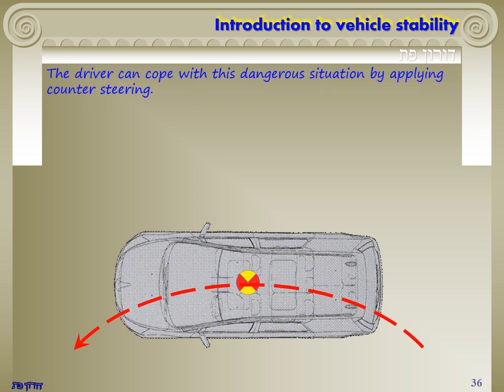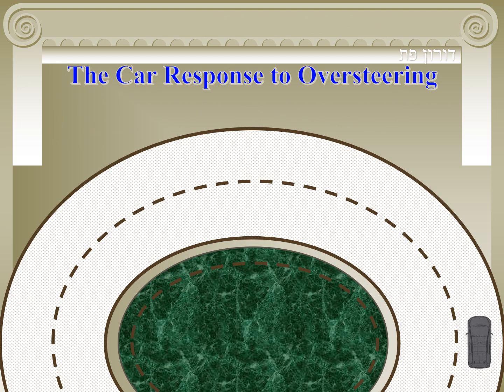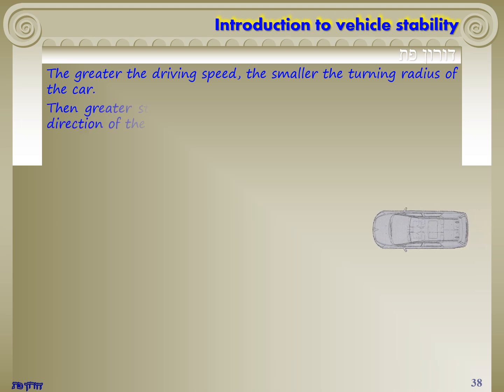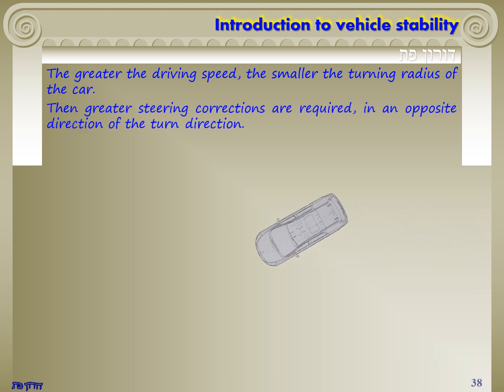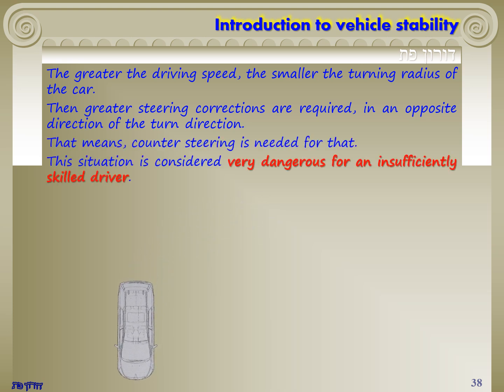The driver can cope with this dangerous situation by applying counter steering. That means the driver has to turn the steering wheel in the direction opposite to the curve, against the turning direction. The greater the driving speed, the smaller the turning radius of the car. Then greater steering corrections are required in the opposite direction of the turn direction. That means counter steering is needed for that. This situation is considered very dangerous for an insufficiently skilled driver.